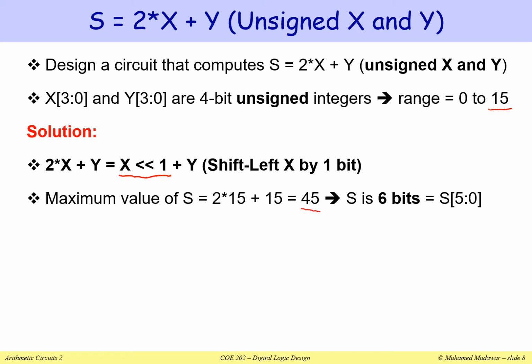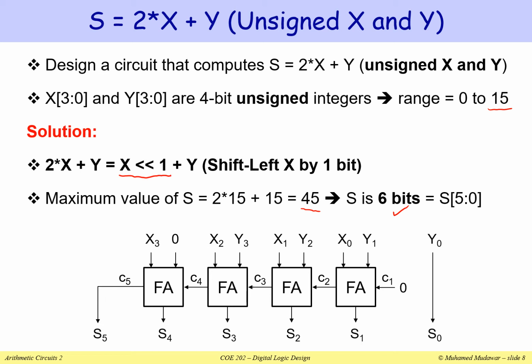Now, 45 cannot be represented with 4 bits or 5 bits. So we need 6 bits to represent the final sum S. So 6 bits are needed to represent S. So now I need to design a circuit that can produce 6 bits for S. It has to shift X and then add to it Y.